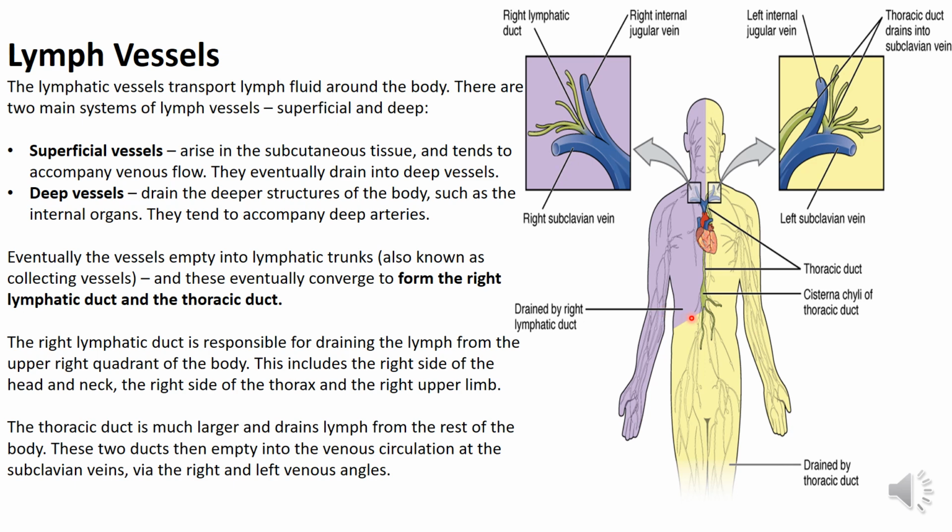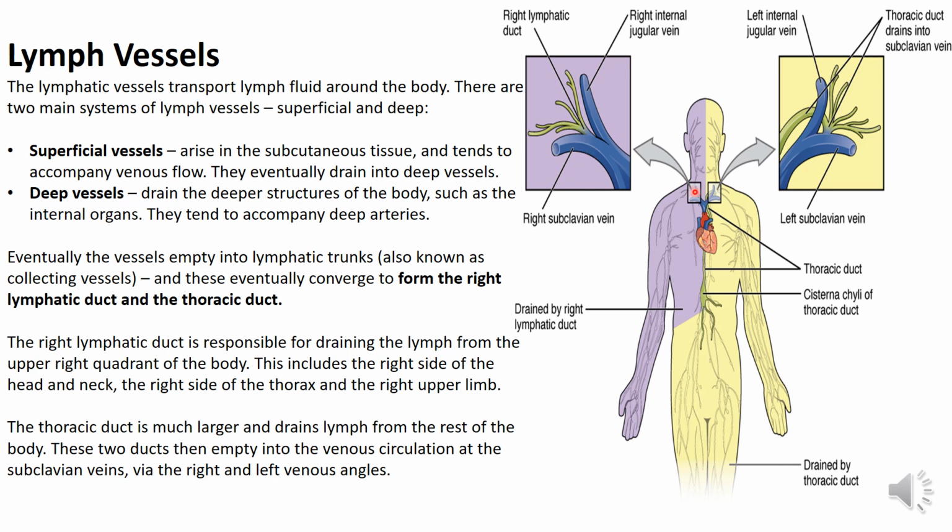What is given in violet color? The right side of the head and neck, the right side of the chest (thoracic cavity), and the right upper limb are drained by the right lymphatic duct. Then the right lymphatic duct joins with the right subclavian vein at a right angle.